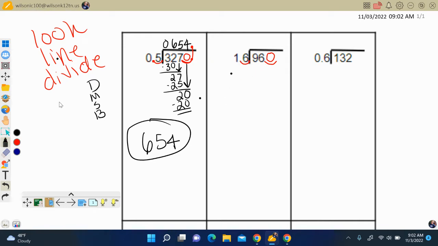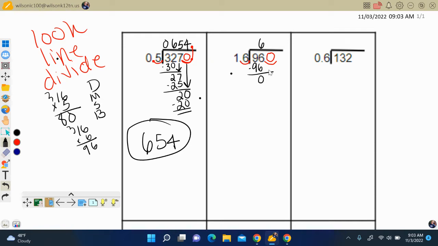I wonder how many times that goes. I'm going to try 5 and see what happens. 5 times 6 is 30. That gets me 80. So let's try 16 times 6. 6 times 6 is 36. There you go. So 16 can go into 96 6 times because 16 times 6 is 96.